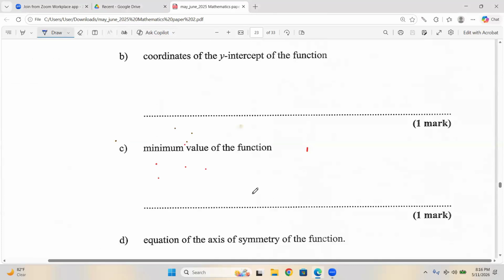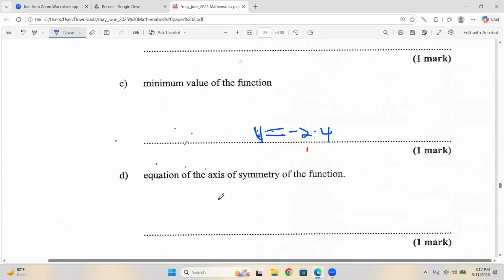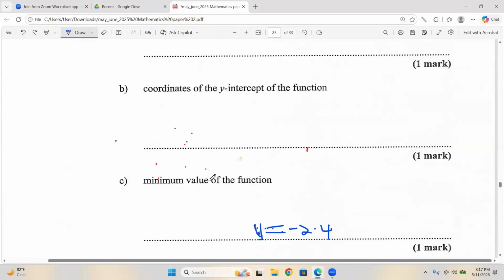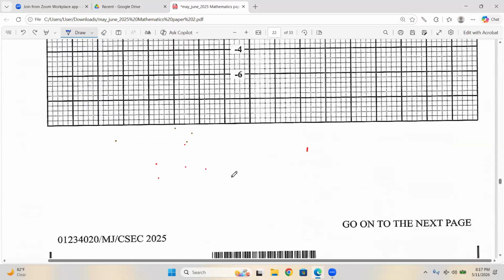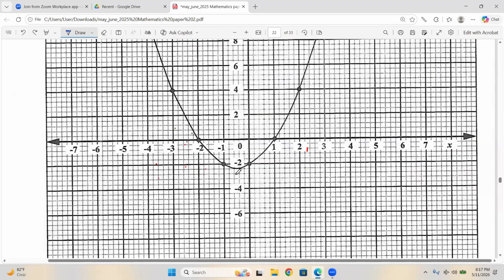So y, which is the minimum value, is -2.4. It says the equation of the axis of symmetry. We don't need to use a formula, but the formula for the axis of symmetry is normally minus b divided by 2a. But when you have the graph, the axis of symmetry is the x value you're looking for. When it's the minimum value, that's the y. When you see axis of symmetry, that's the x. So it's the same location, but we're reading it based on the x-axis.